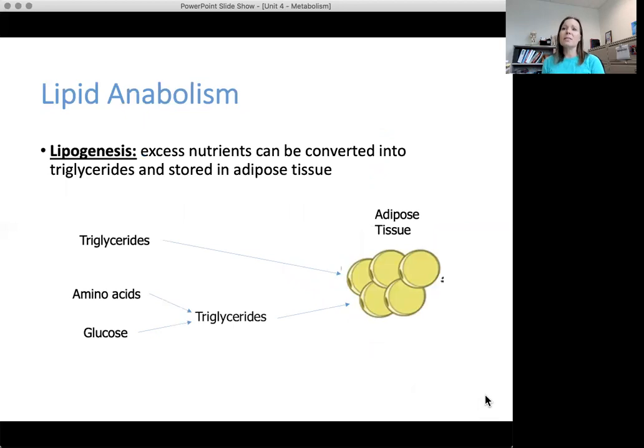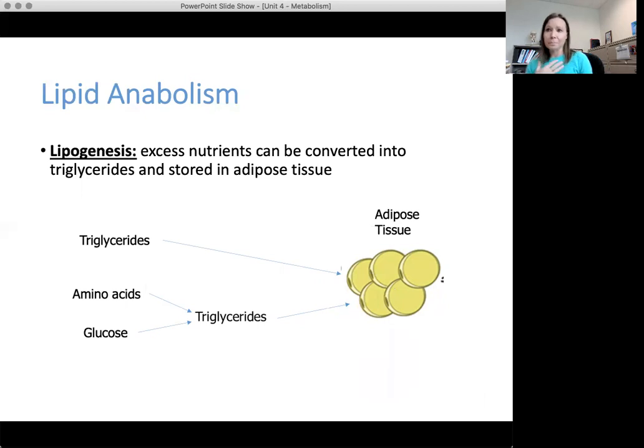Okay, so next is lipid anabolism, also called lipogenesis. And this will occur just basically when more calories are ingested than are actually needed to make ATP. So if you ingest excess triglycerides, they just get stored as they are. If you ingest excess amino acids or excess glucose, they can be converted into triglycerides and then stored as fat, as triglycerides.